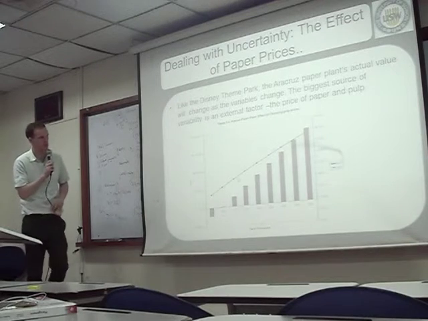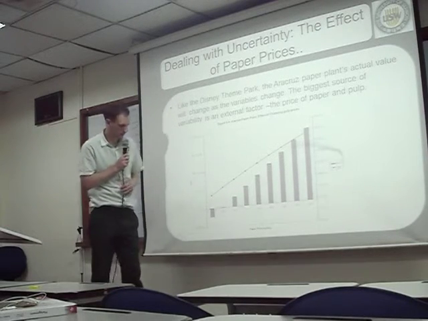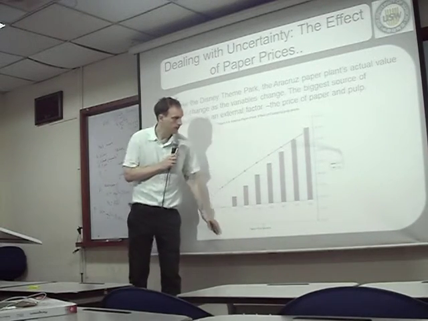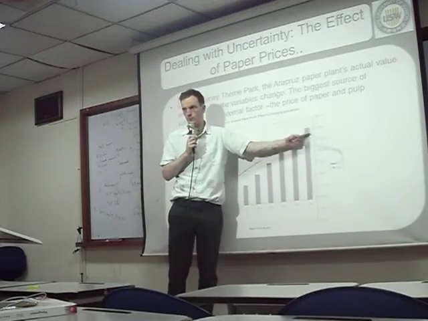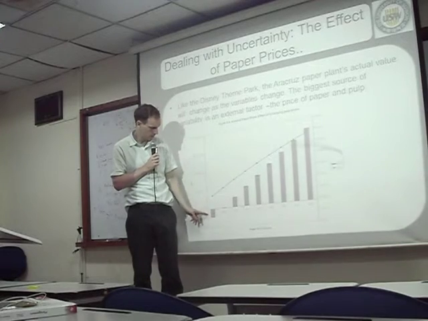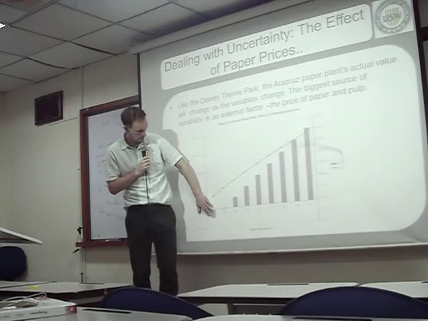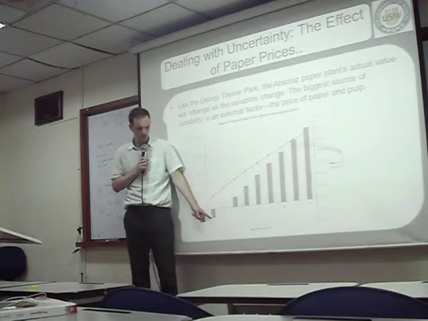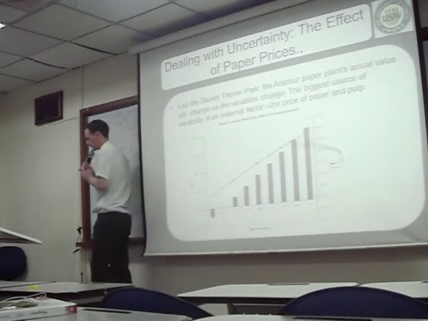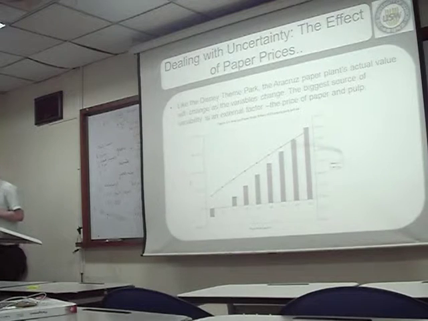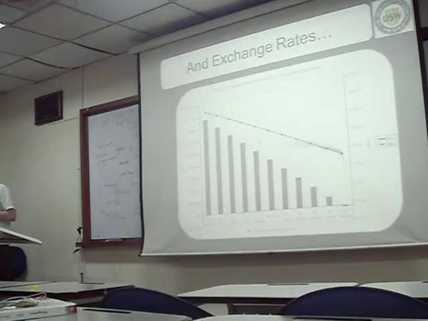If the price changes, what happens? So this is the paper price. If the paper price is high, we get a higher IRR. If the paper price is low, it's possible that we could have a negative NPV. So again, this is the scenario analysis.